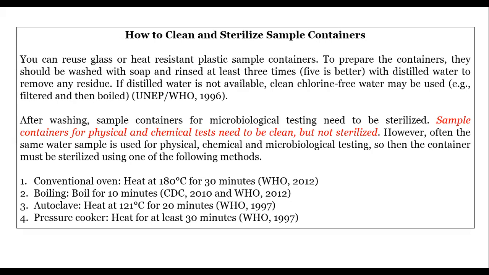And also we can autoclave it. An autoclave is like a pressure cooker, it puts high pressure on this particular container. You have a box and you can lock it up, and it's going to heat up to about 120 degrees Celsius for 20 minutes. These are all the various ways in which you can prepare your microbiological testing containers.